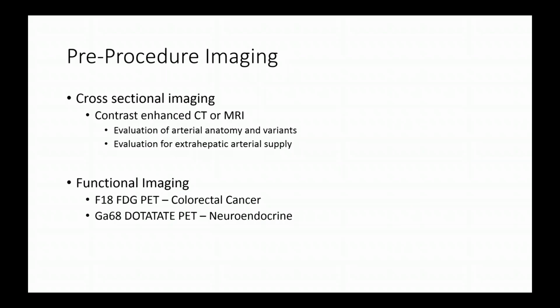What's very important is that you do some cross-sectional imaging before you come for the procedure. You can use contrast-enhanced CT or MRI. Honestly, my personal preference is contrast-enhanced CT only because of its excellent spatial resolution. It allows you to recognize extrahepatic collaterals before you start the procedure. But MRI is obviously also useful. It just unfortunately limits some of the evaluation of extrahepatic arterial supply, which exists in a significant number of patients. Also, functional imaging for colorectal cancer and neuroendocrine tumors is used.